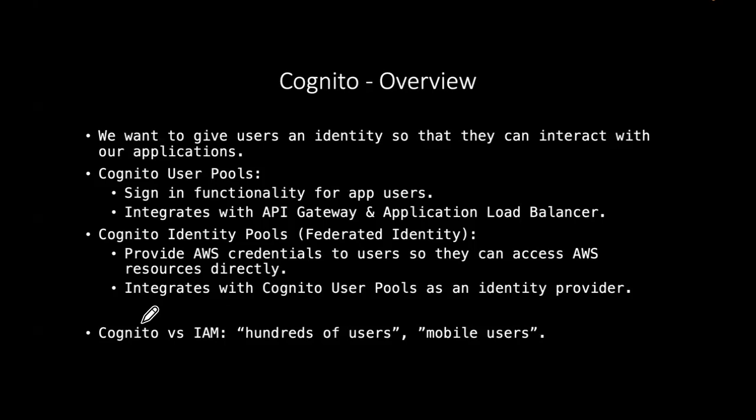So if it's a large user base, and if it's about giving users access to your applications, be they mobile users or web-based users, then don't think about using IAM. Think about using Cognito instead. Whereas if you've only got a small number of users, like a handful of users, that you want to give certain privileges, then maybe the IAM route is the best way to go. So we're going to focus in though on Cognito user pools.